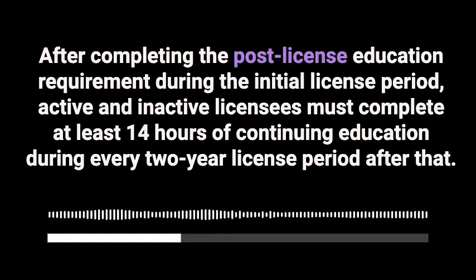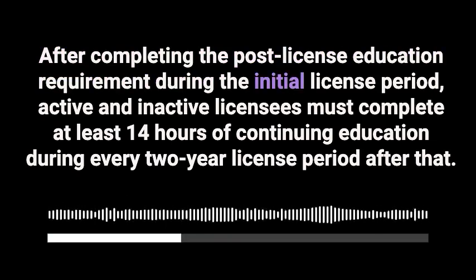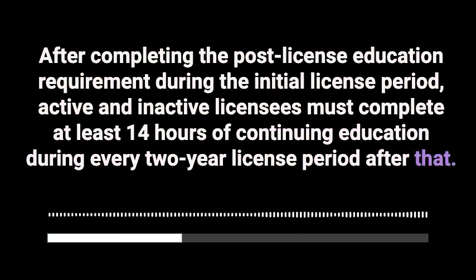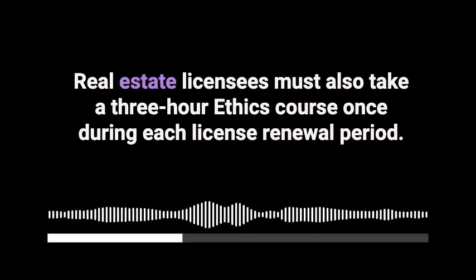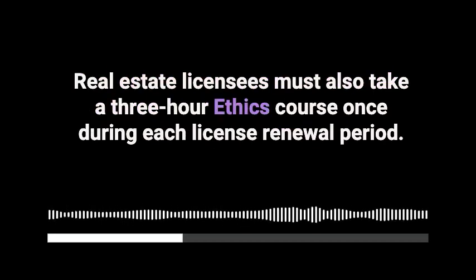After completing the post-license education requirement during the initial license period, active and inactive licensees must complete at least 14 hours of continuing education during every 2-year license period after that. 3 of the 14 hours must consist of core law, which includes updates to applicable rules and statutes. Real estate licensees must also take a 3-hour ethics course once during each license renewal period.